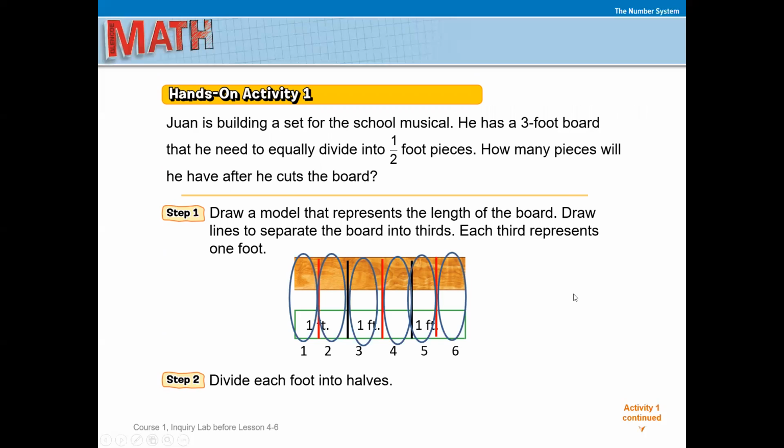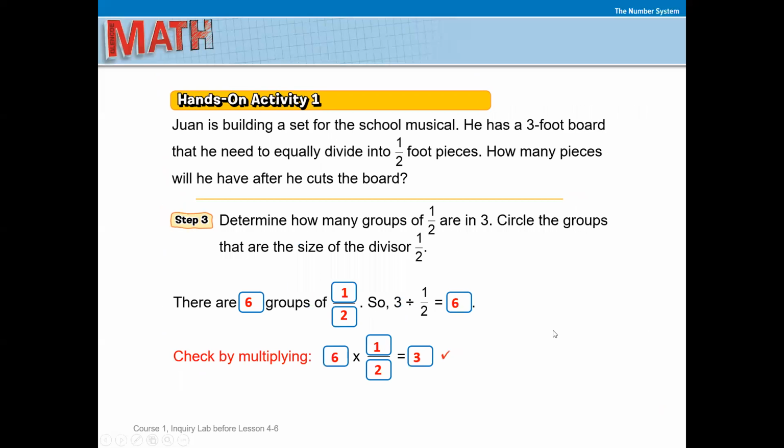So how many halves will he have after he cuts the boards? 1, 2, 3, 4, 5, 6. If you cut a 3-foot board into 1/2 foot pieces, you will get 6 pieces. 3 divided by 1/2 equals 6.